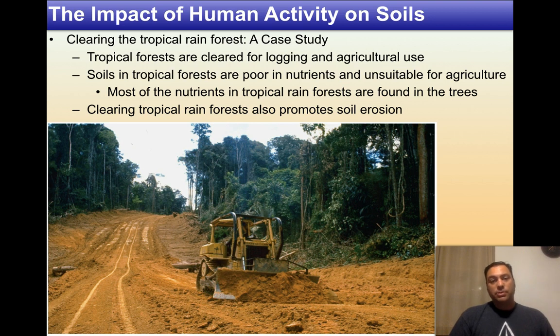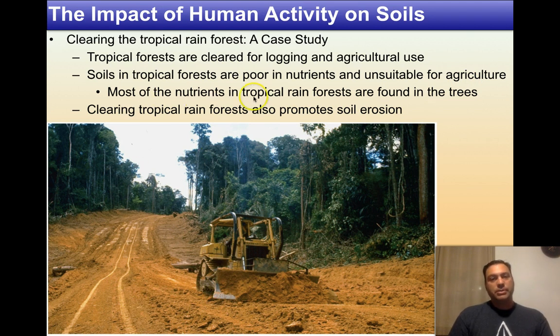A lot of these rainforests have been in existence for 100 million years, especially the Amazon rainforest in Brazil. Okay. So that's in fact what this says. Soils in tropical forests are poor in nutrients and unsuitable for agriculture. You cannot grow things here. This is really a bad way to treat it. You cannot grow corn on this.